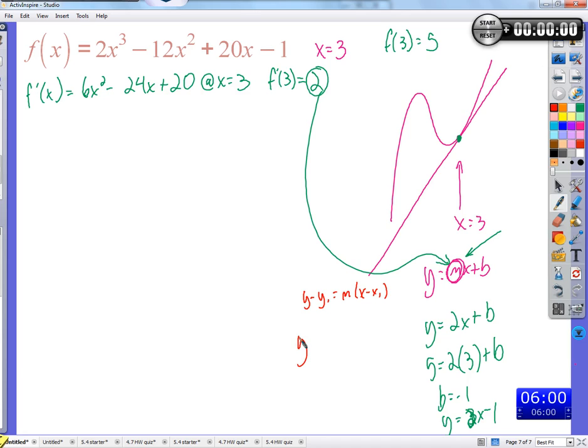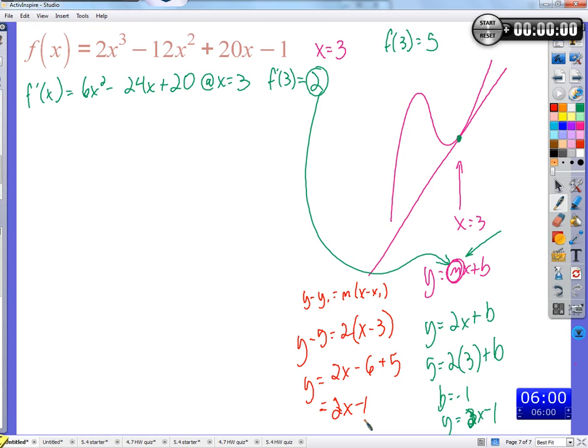So we just found this point on the line, also on the function, but also on the line. So y minus 5 equals m, which we found is 2, times x minus x1, which is 3. So y equals 2x minus 6 plus 5. I'm just solving for y, so add 5 to both sides and distribute the 2, to get 6. So y equals 2x minus 1. That is the equation of the tangent line.